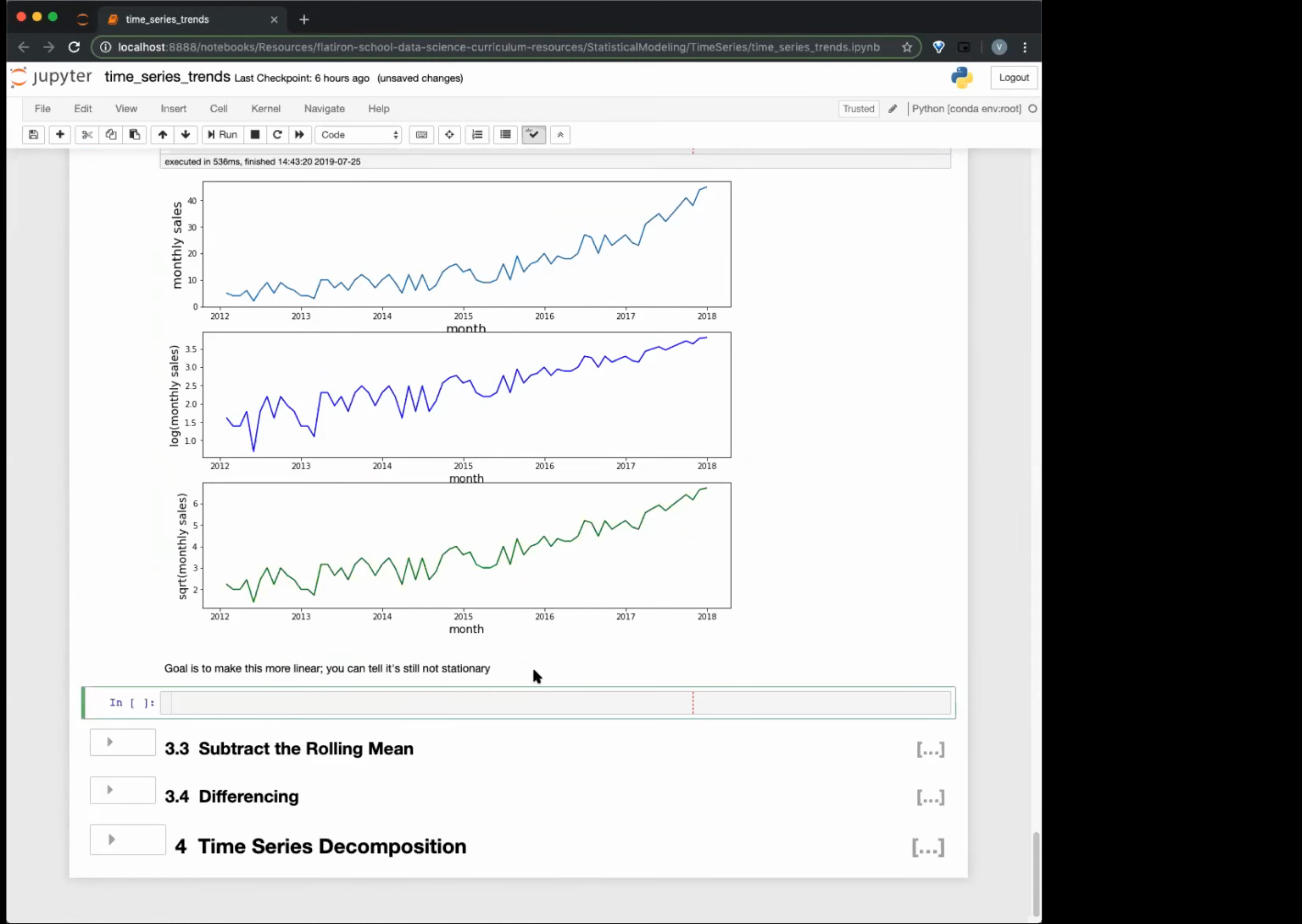As I'm sure we all know, log transformation and square root aren't one size fits all. Sometimes you're going to have negative exponents, sometimes positive ones or fractionals, and you don't know until you try a bunch of them.